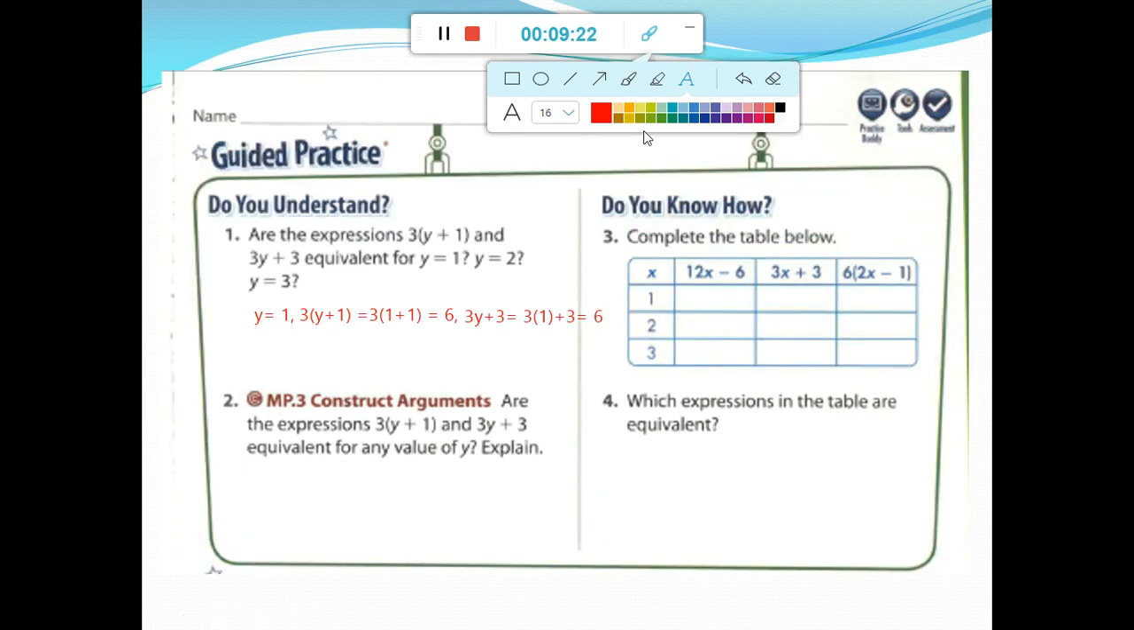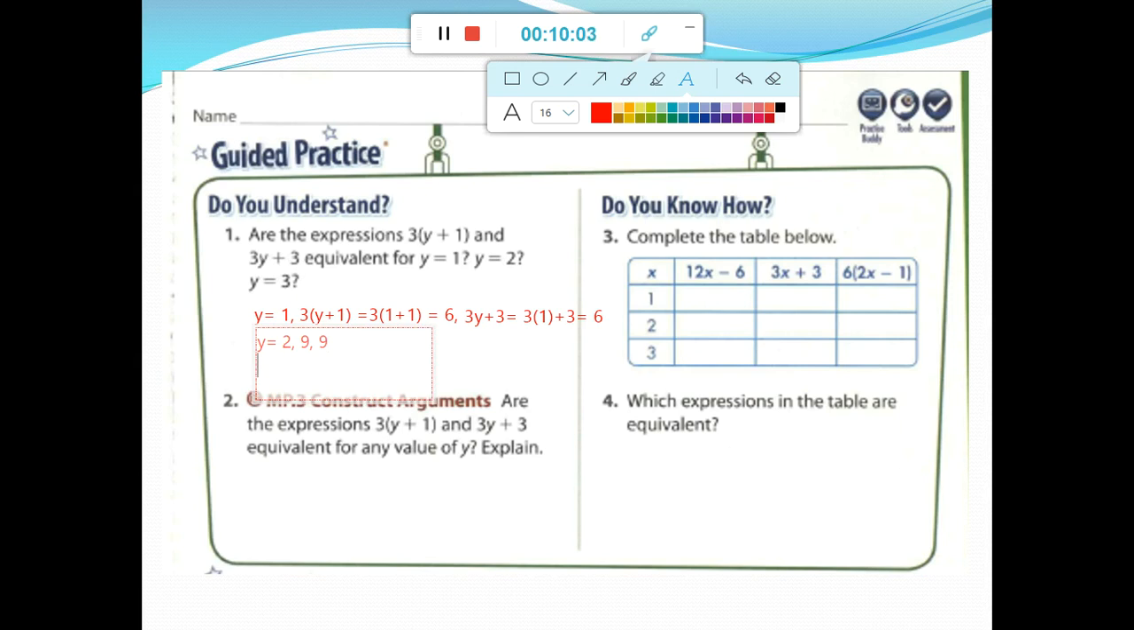Now let me try when y equals 2. Now I will do them mentally. y equals 2. So the first expression: 3 multiply 2 plus 1 equals 3, plus 3 equals 9. The second expression: 3 multiply 2 equals 6, plus 3 equals 9. So until now they are correct.